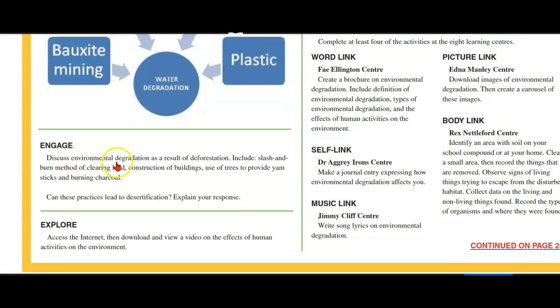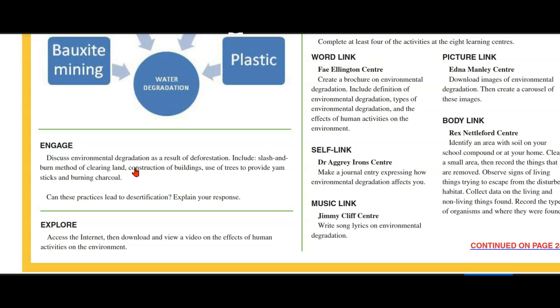Engage. Discuss environmental degradation as a result of deforestation. Include slash and burn as a method of clearing land, the construction of houses, using trees to provide yam sticks, and burning charcoal. Let's go with this now. So, slash and burn, farmers want to clear an area. They will just cut things down and then light them on fire to clear the area quickly. Right? That leads to the soil becoming bare. Soil is bare, and of course, the burning process will kill some of the living organisms that are in the soil. And remember, we spoke about soil being comprised of living things as well. So those things would die from the heat, right? So that would initially lower the fertility of the soil.